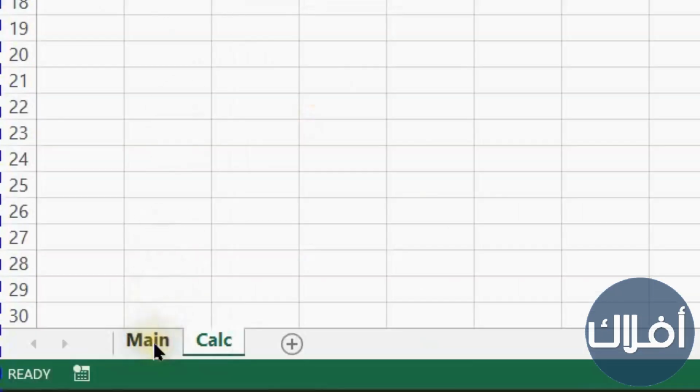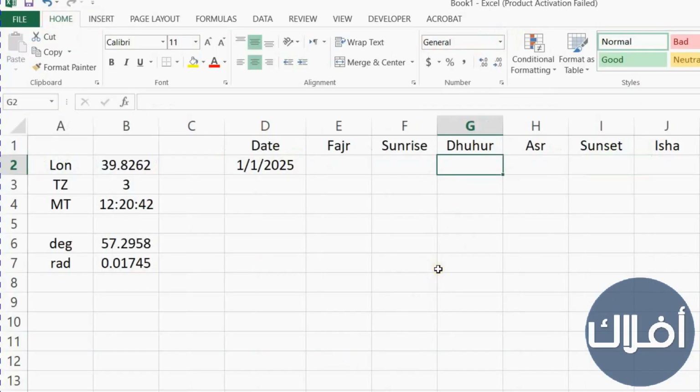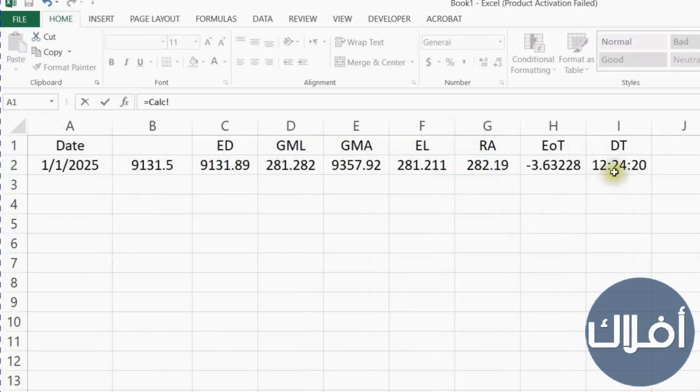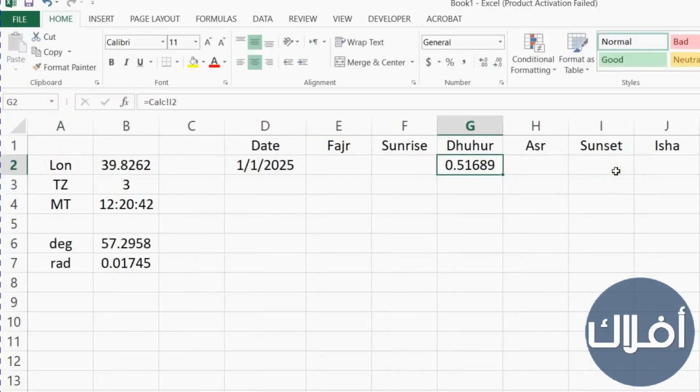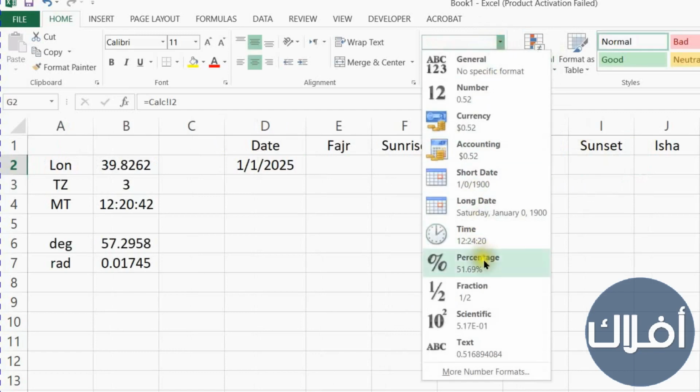We'll go to the main and we'll move the value here from the calc sheet. And we'll use time format again. And this will be Dhuhur time on this date.